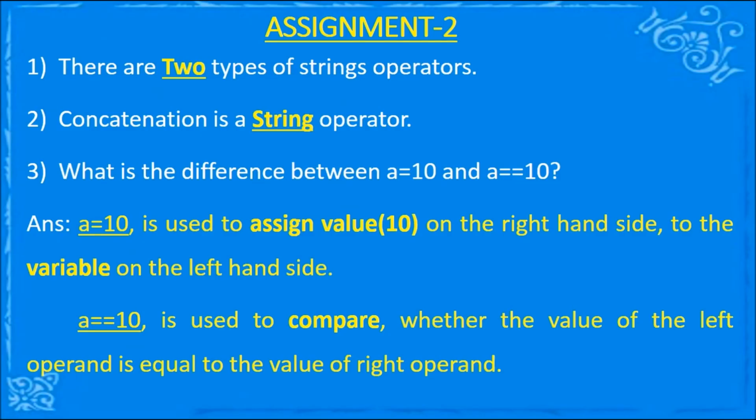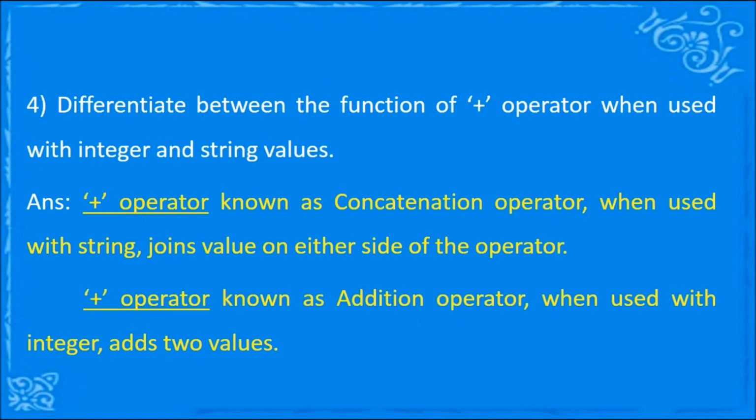So this is the assignment for today. Here I have given you 2 fill-ups and 2 questions. What is the difference between a = 10 and a == 10? We have just discussed that a = 10 means we are assigning the value, and a == 10 means we are comparing it. The next is the functions of the plus operator when it is used with integer and string values.